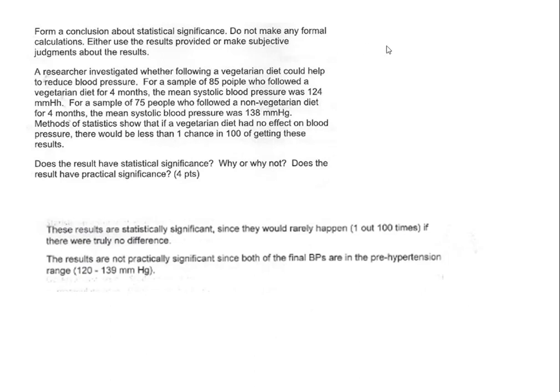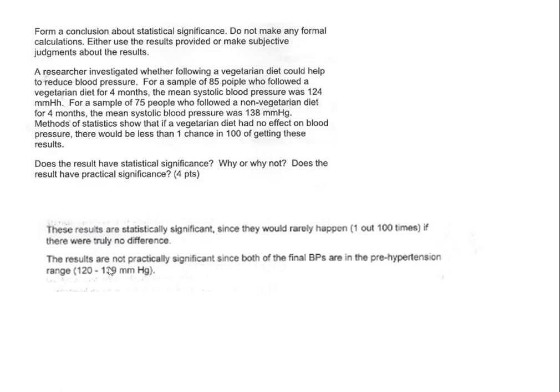So now when we talk about the researcher, oh man, we didn't have people, we had people. Sorry about the typo. But we had a vegetarian diet and a non-vegetarian diet. If there was no effect, we'd get this outcome one time in 100. So, does the result have statistical significance? Yes, it does. Because it would rarely happen, only 1 in 100 times, if there were truly no difference.